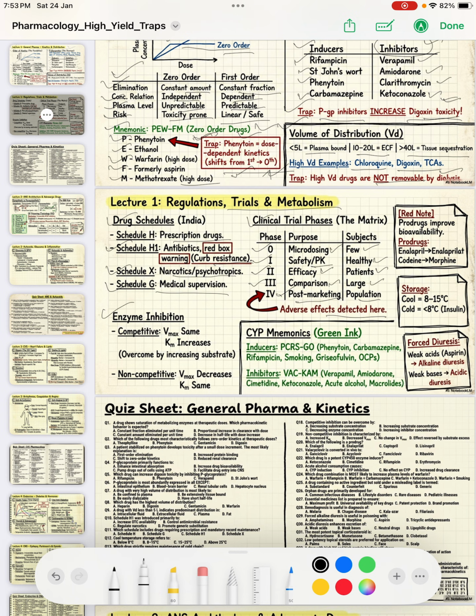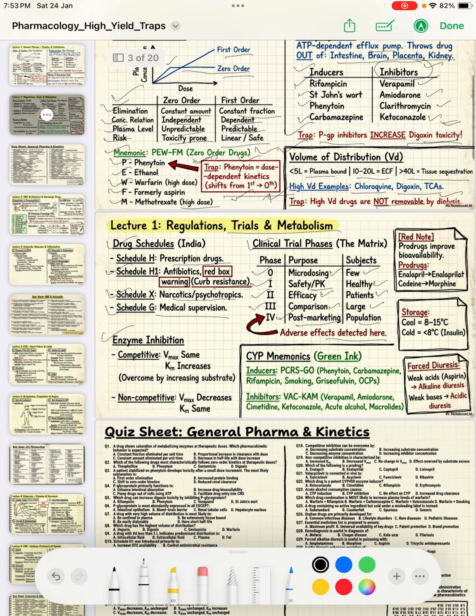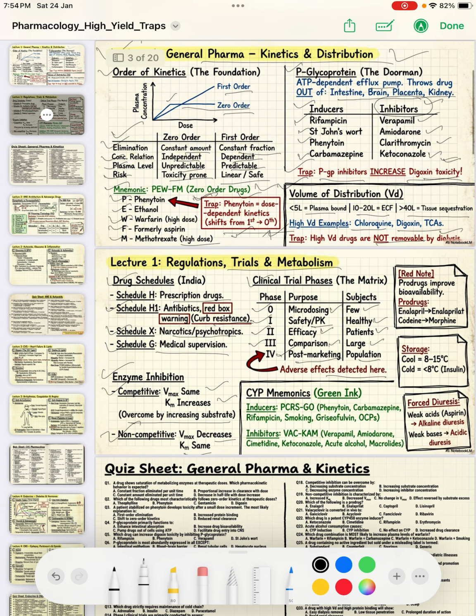Now we move to enzyme inhibition. In enzyme inhibition, there is competitive or non-competitive inhibition. In competitive inhibition, Vmax remains the same and Km value increases, and this is overcome by increasing the substrate. In non-competitive inhibition, Vmax decreases and Km remains the same. So what are the red notes? Prodrugs improve bioavailability. Examples are enalapril, which converts into enalaprilate, and codeine, which converts into morphine.